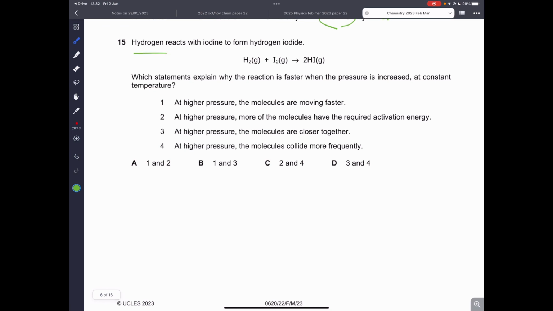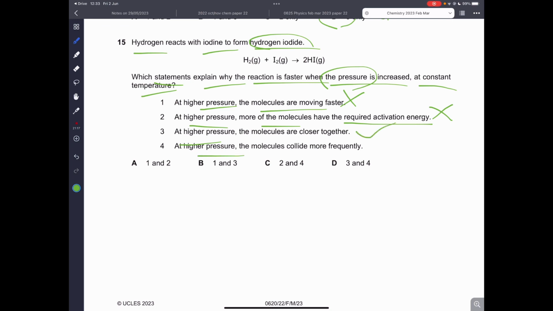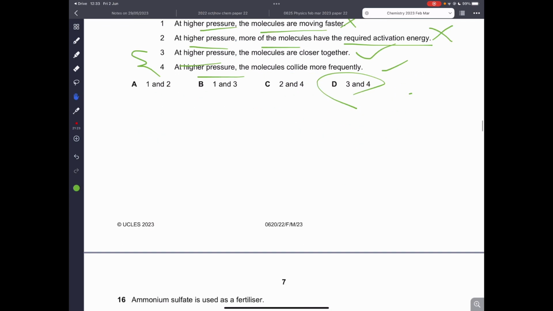Okay. Hydrogen reacts with iodine to form hydrogen iodide. Which statement explains why the reaction is faster when pressure is increased at a constant temperature? Statement number 1, at higher temperature, the molecules are moving faster. This is not correct because it's not the temperature that's being increased. Statement number 2, at higher temperature, more of the molecules have the required activation energy. Again, it's not about the temperature, it is about the pressure. Statement number 3, at higher pressure, the molecules are closer together. This is correct. At higher pressure, the molecules collide more frequently. This is also correct. So 3 and 4 are correct, so D is the correct answer.